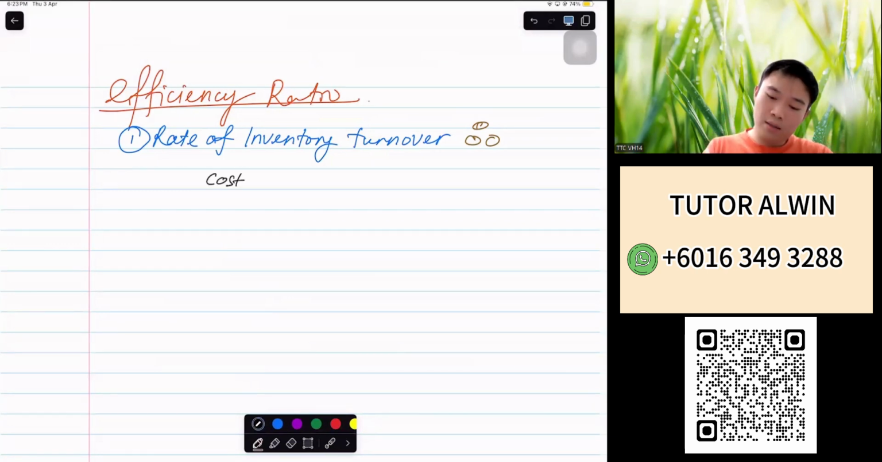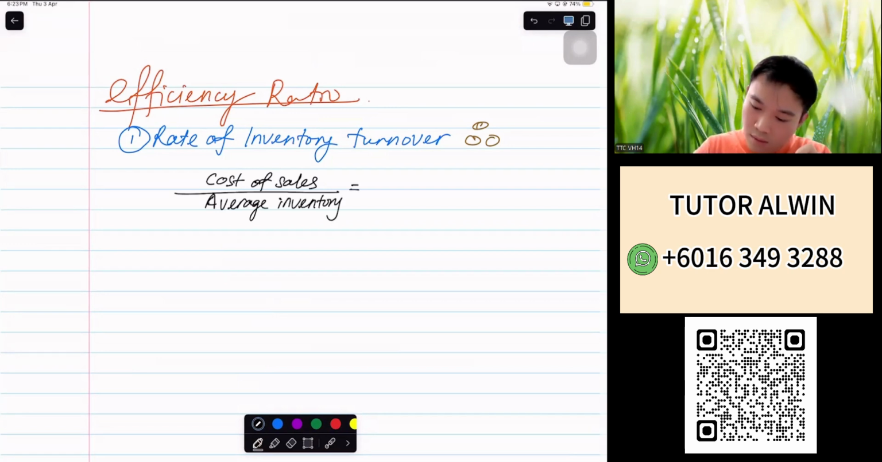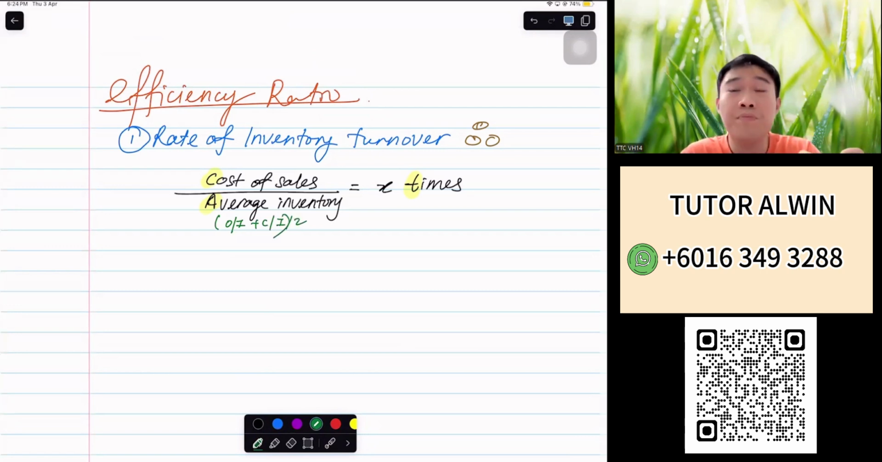Okay, cost of sales divided by your average inventory. How many times will it be? How to remember this? If they ask for times, well, meow, CAT. C over A and you get T, CAT, meow. Now, average inventory is opening inventory plus closing inventory, and then you divide them all by 2, average inventory.